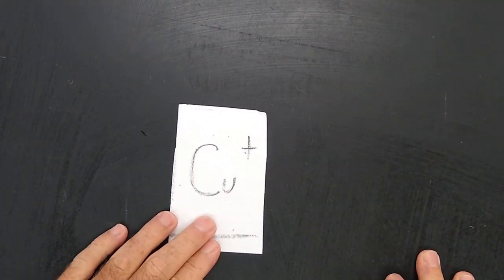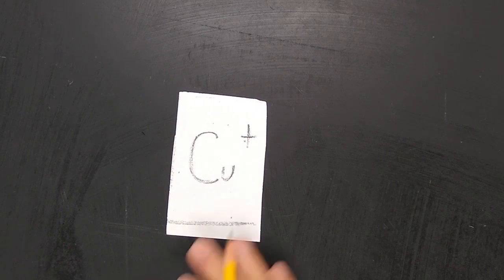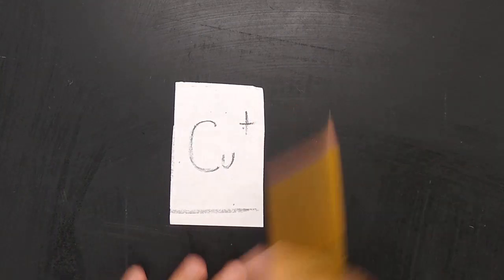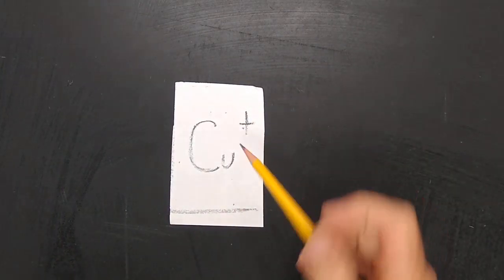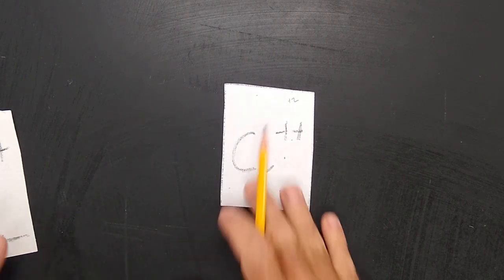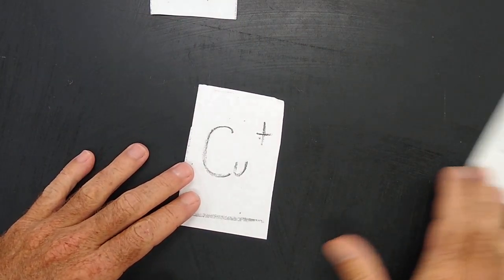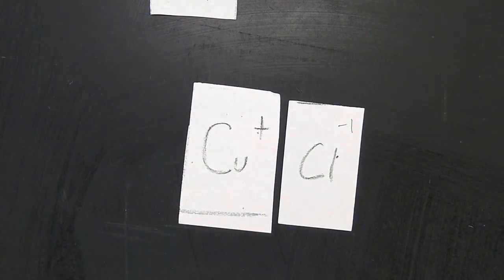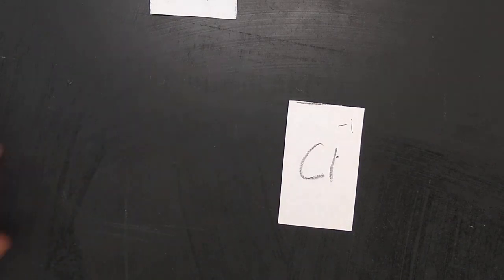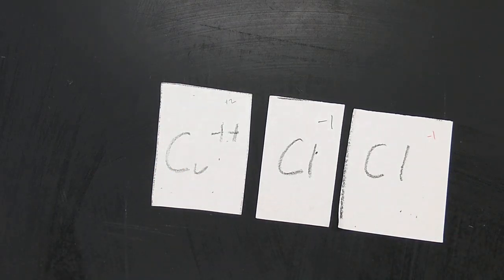Check out this card. What's the name of this copper? Well, it's called copper 1 because it has a charge of +1. What's the name of this atom? That's right, that's copper 2. The formula for copper 1 chloride is CuCl. The formula for copper 2 chloride is CuCl2.